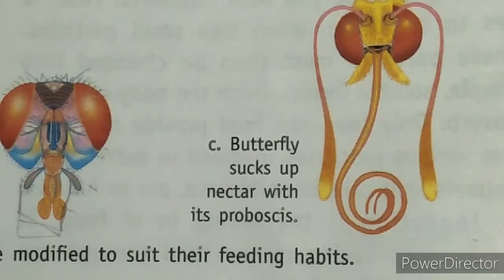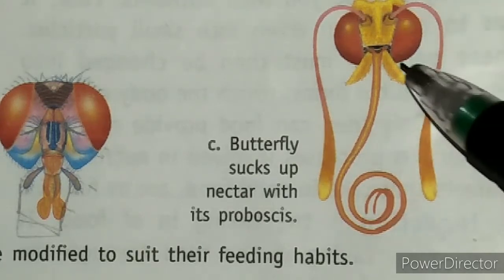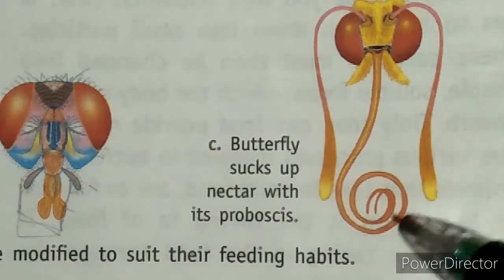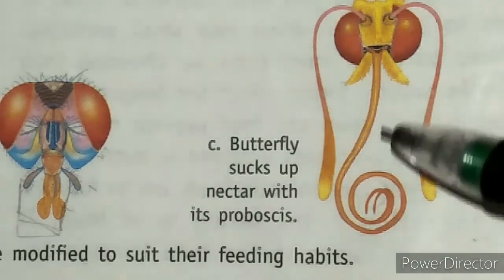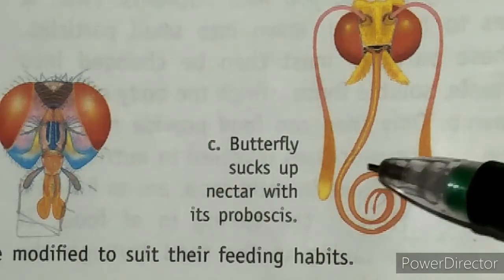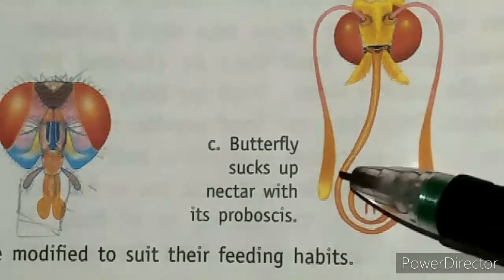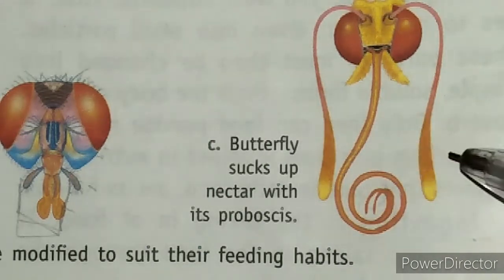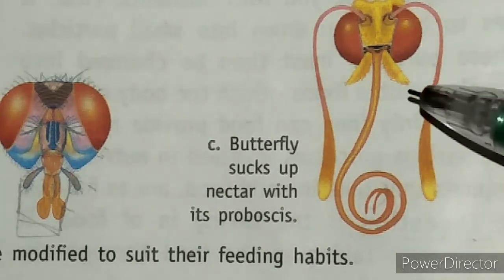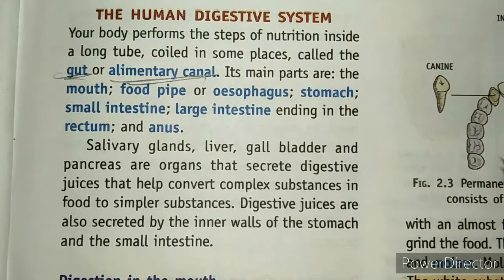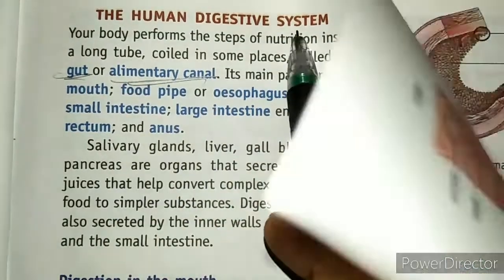And now this is a butterfly. Butterfly also uses its proboscis, but its proboscis is longer than the mosquito's. This proboscis helps to suck the nectar from the flowers, and then it takes this nectar as its food. Now we have the human digestive system.